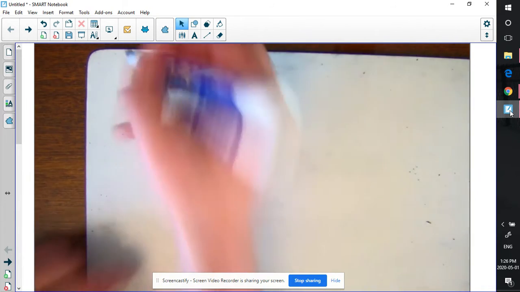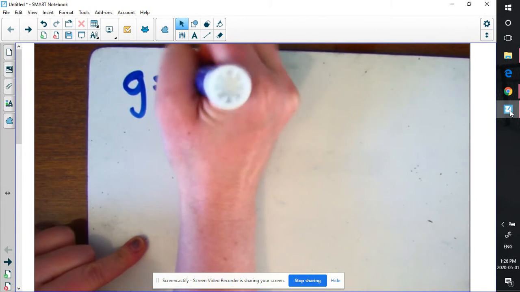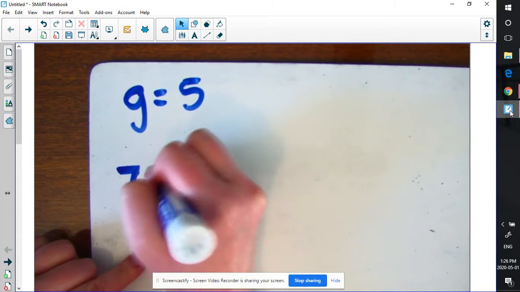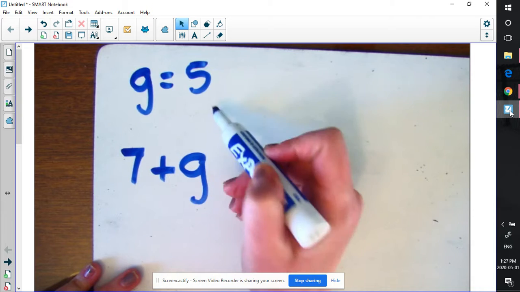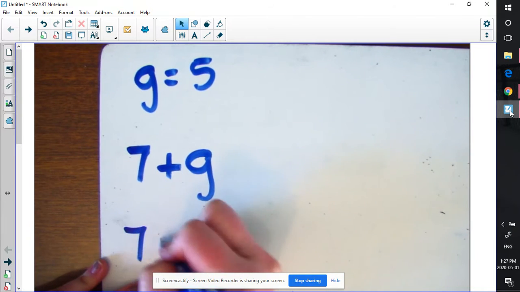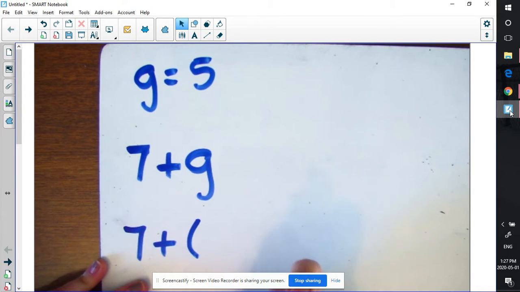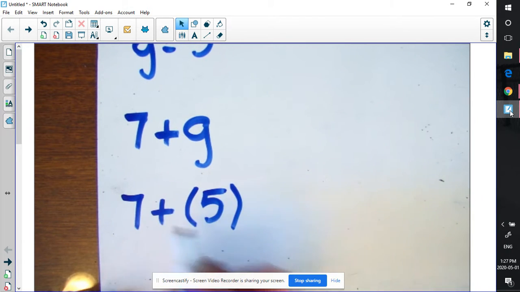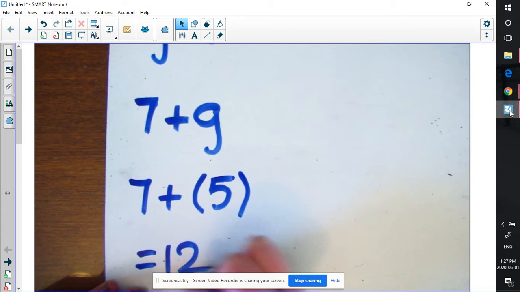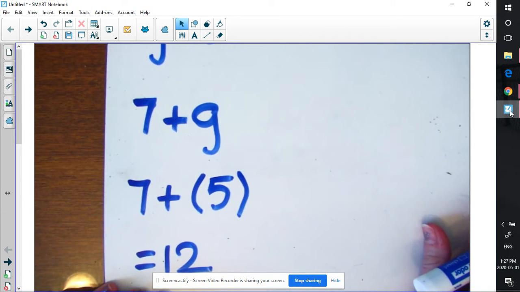The first one told you that g equals 5 and then gave you 7 plus g. So what you have to do is replace g with a 5. So this becomes 7 plus. Now remember, when we're substituting, you have to put it in brackets. So this becomes 7 plus (5), which is 12. That's the first one. You should have got 12.